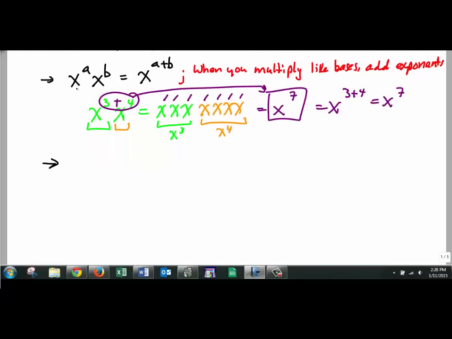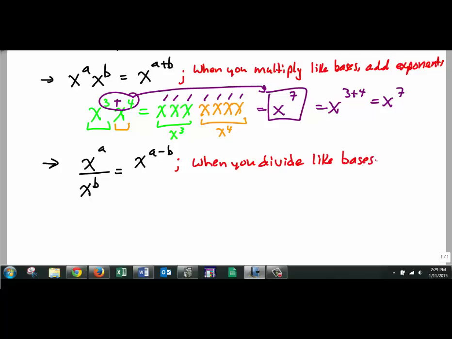Now in order for this rule to work, both the bases have to be the same. If the bases are different, this would not work. Let's go ahead and do the same rule, except let's use division this time. When you divide like bases, what we do is we subtract exponents. We have to subtract them in a particular order. We have to take the numerator minus the denominator. When you divide like bases, you subtract exponents.